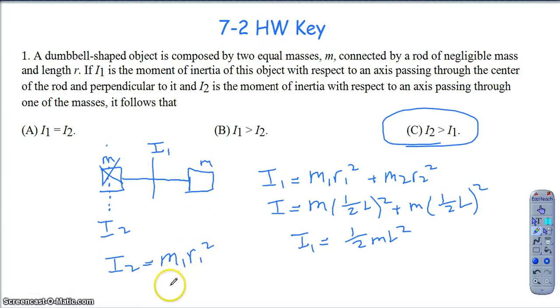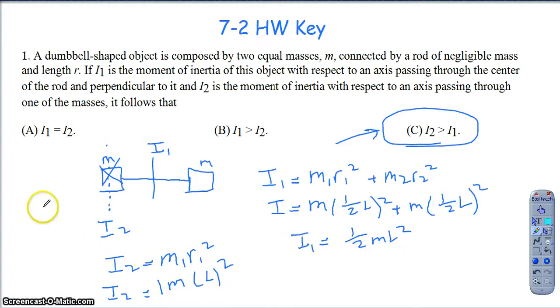So again, using that mass, it would be m, and then the r, the length between the axis of rotation and that second mass, would be the full length of the rod, so it would be L squared. So I2 ends up being just a single, right, so 1 mL². So then if I compare the two, obviously 1 mL² is going to be bigger than 1/2 mL², and that draws me right back here to the fact that I2 is going to be bigger than I1.